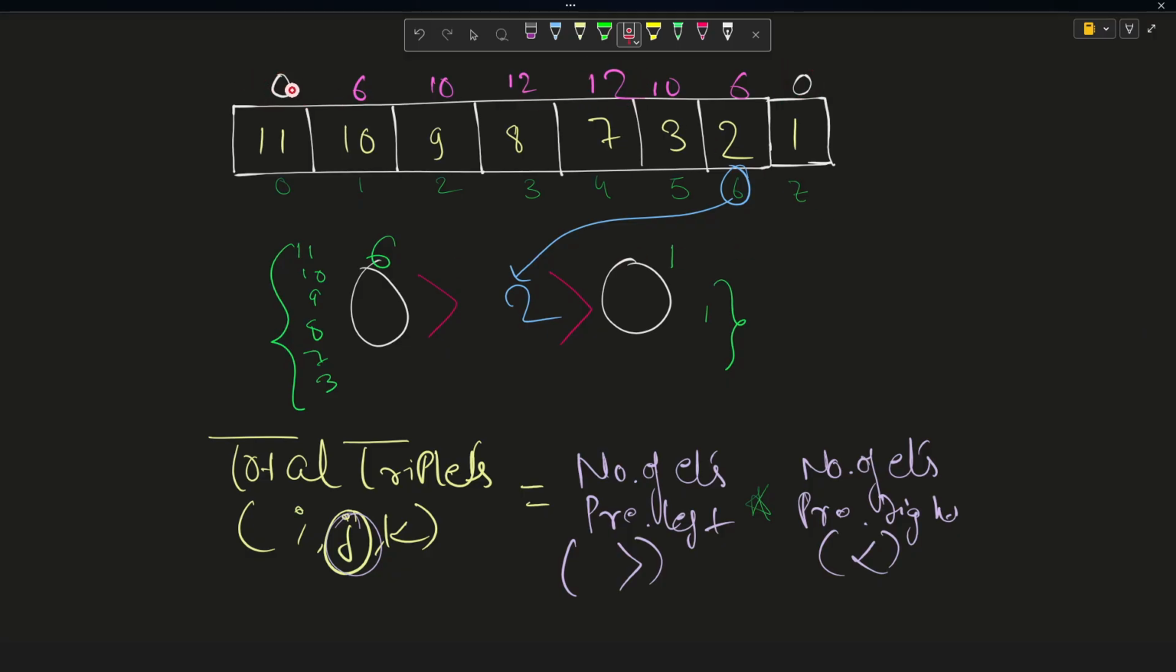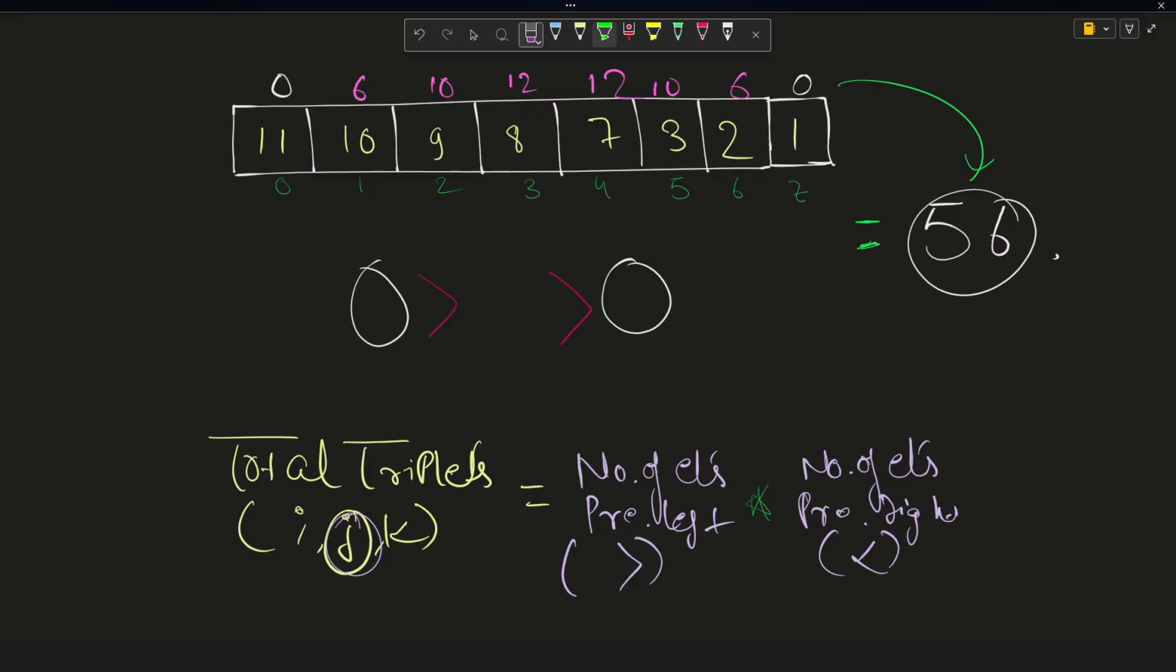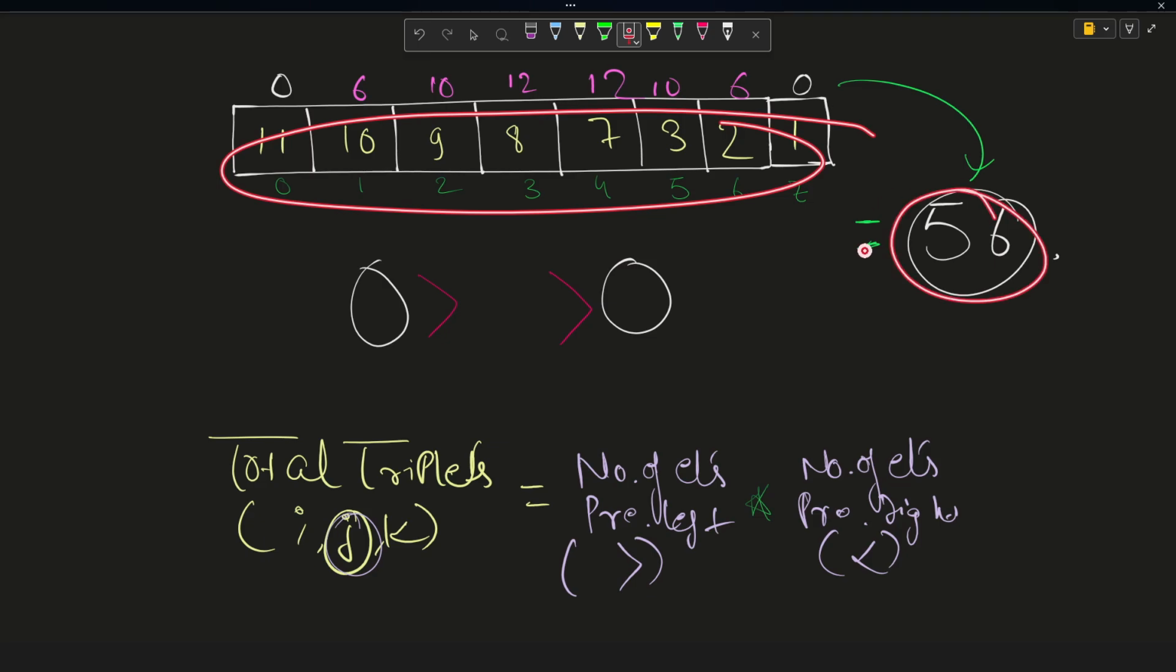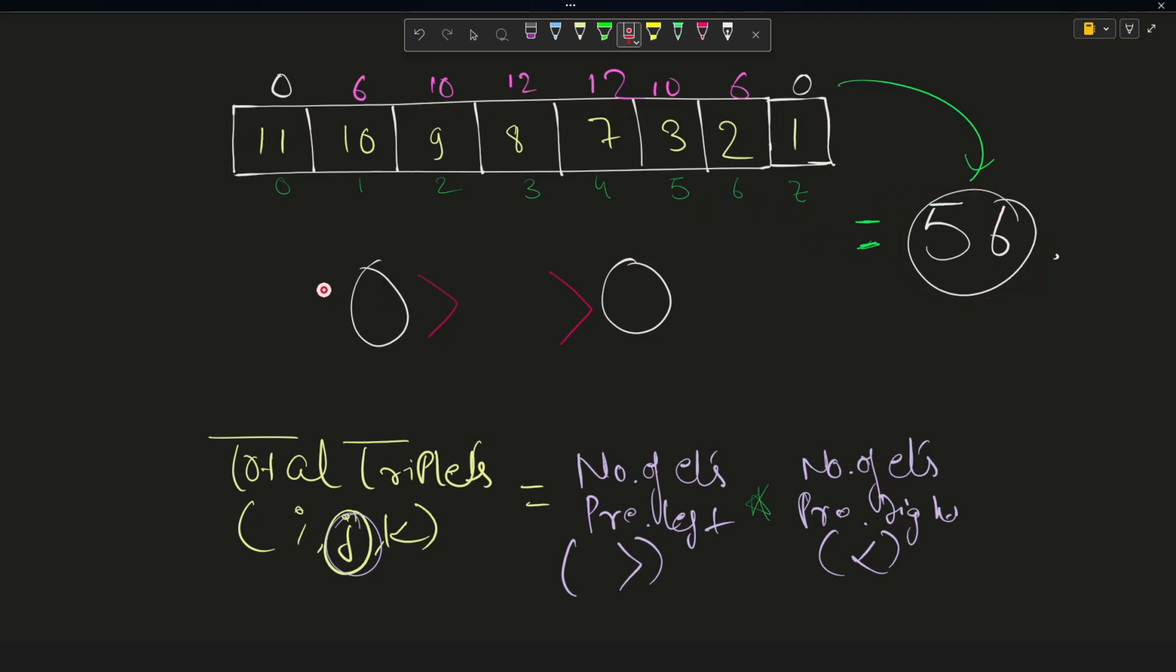And once we have found these values, we just have to add them, right? So what will be the summation of all of these values? It will be equal to 56 only. So that means a total of 56 triplets are possible for this given array. So we will just return this 56. So I really hope by now you must have understood what we want to calculate, right?